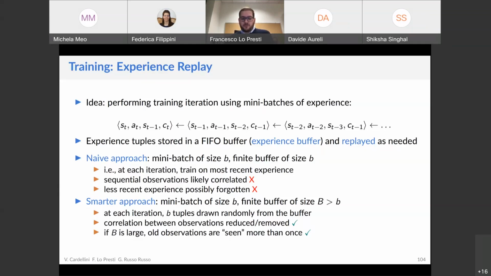So we need a smarter approach. And the smarter approach consists in having an experience buffer that is larger than the mini batch we want to use for training. So at each step, we draw randomly a mini batch of experience from the buffer. In this way, we are going to reduce or remove the correlation that exists between sequential observations. Moreover, if the buffer is large enough, we are likely to replay all the observations more than once. So the network is likely not to forget what it observed in the past.